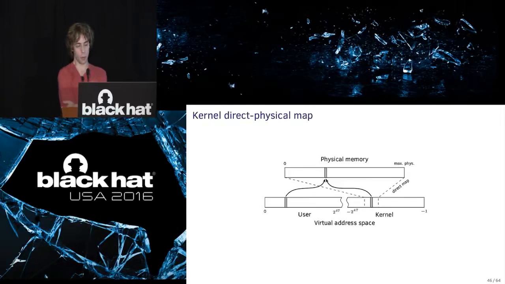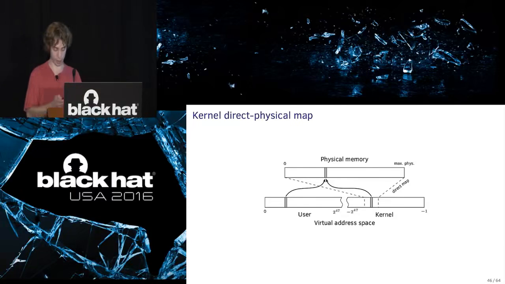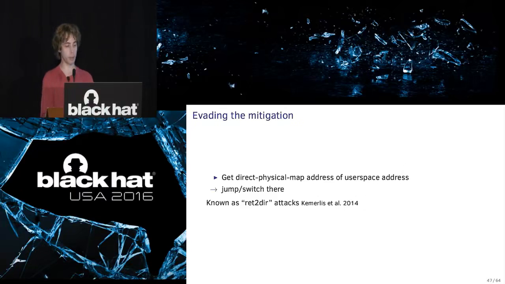Now, in 2014, there was an attack showing that the identity mapping, the direct physical map in the kernel, can be exploited to launch the same attack. Because every address that is valid in our user space program will also be in some accessible region in the kernel memory, in this direct physical map. So instead of just jumping to the user space, we take the physical address at the base offset of the direct physical map and jump there. This is known as return-to-direct attacks, and this was presented by Kemerlis et al. at Black Hat and USENIX in 2014.